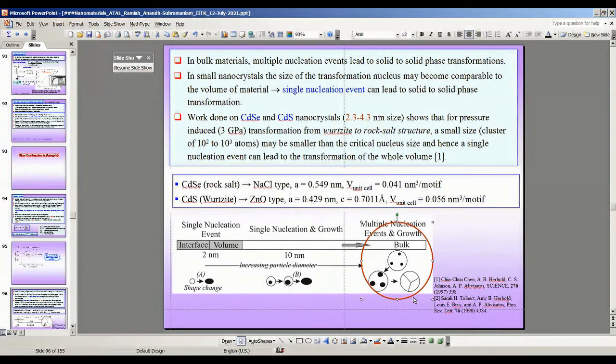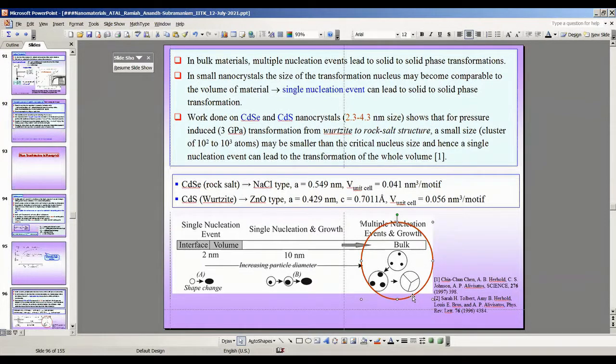For even larger particles, there could be multiple nucleation events, and you will obtain a polycrystalline product in the end. So even phase transformation behavior is changed, and it is not always necessary in nanoparticles that the phase which forms first is what you would get in the bulk structure. Sometimes in nanoscale materials, the phase which forms could be of a different crystal structure than the one found in the bulk.